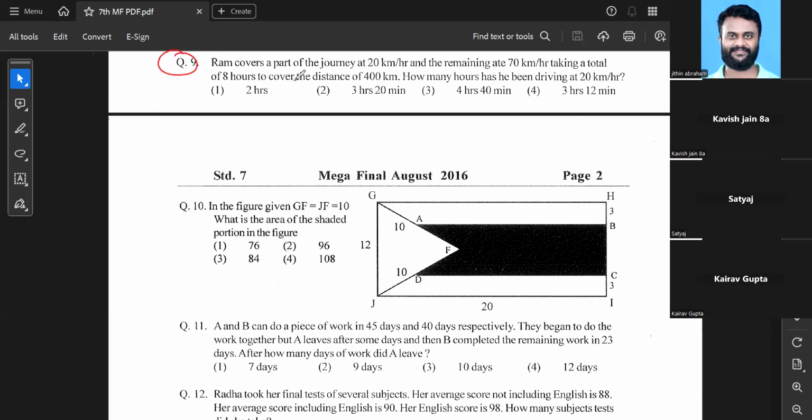So ninth question: Ram covers a part of the journey at 20 km per hour and the remaining at 70 km per hour, taking a total of 8 hours to cover the distance of 400 km. How many hours has he been driving at 20 km per hour? So we can do this via substitution. Sir, the answer is 3 hours 12 minutes, right? I'll have to calculate. Yes, sir, option number 4.